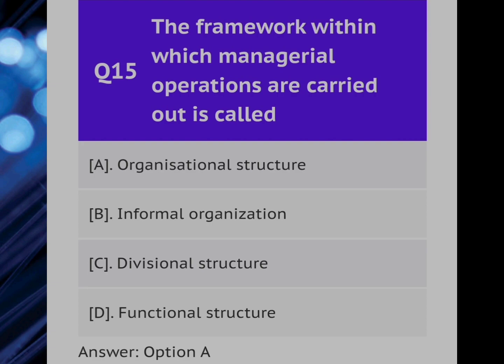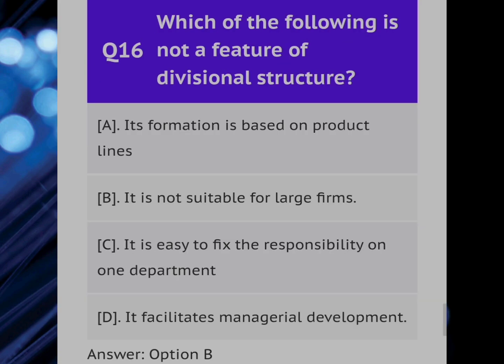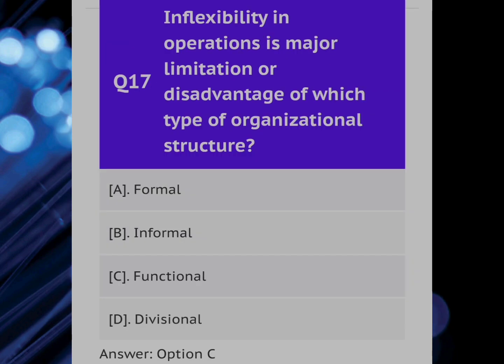The framework within which managerial operations are carried out is called answer A. Organization structure. Which of the following is not a feature of divisional structure? Answer B. It is not suitable for large firms. Inflexibility in operation is major limitation or disadvantage of which type of organization structure? Answer C. Functional.